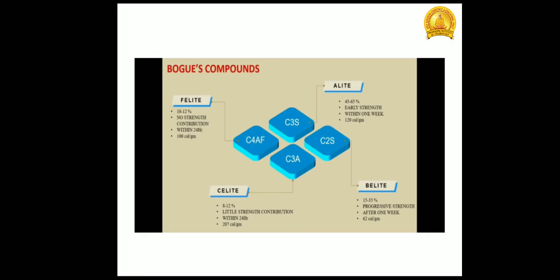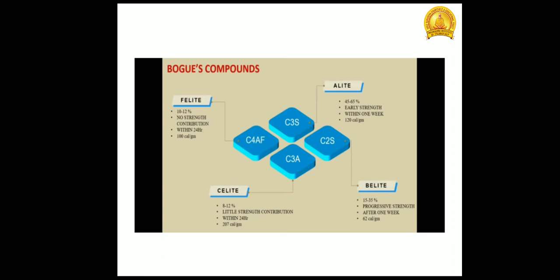The first one is C3S. C3S is tricalcium silicate. It is also called alite, and its composition is 45 to 65%. This tricalcium silicate is responsible for providing the early strength of the cement or the structure, and it liberates 120 calories per gram of heat.